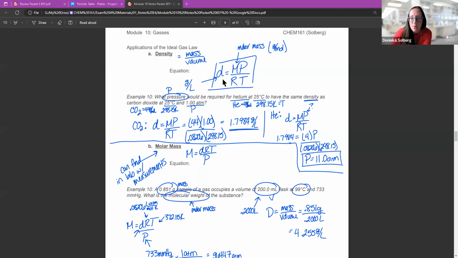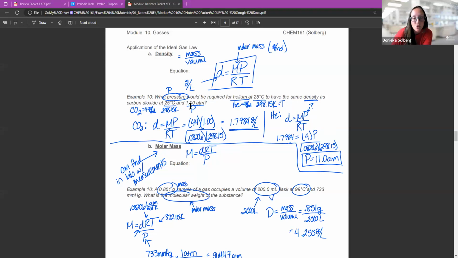All right. So I want to know pressure. That means I need molar mass, R, and temperature. Now I'm looking for helium. We know the molar mass of helium is 4 grams per mole at 25 degrees Celsius, which is 298.15 Kelvin, to have the same density as carbon dioxide at 25 degrees Celsius in 1 atmosphere.